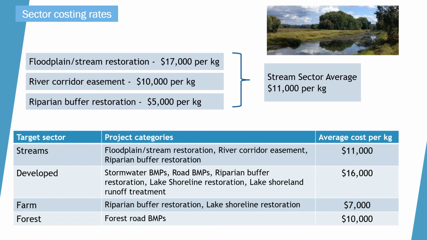For farmlands, we averaged the cost for riparian buffer restoration and lake shoreline restoration for an average cost of $7,000 per kilogram of phosphorus. For the forest sector, we only have one project category of forest road best management practices with an estimated cost of $10,000 per kilogram. We expect to expand the project categories in future years for several of these sectors and to see adjustments in the cost per kilogram for projects as formula grant funded projects begin to be implemented, which will adjust the average cost per kilogram in the future for each sector.